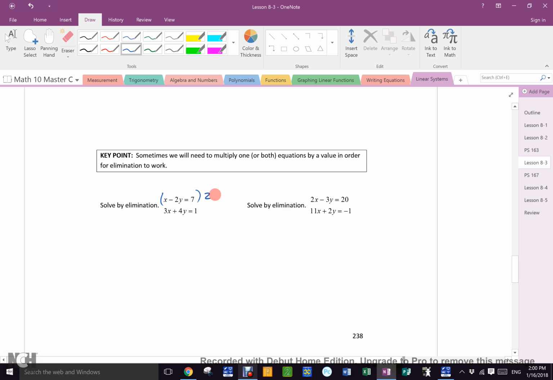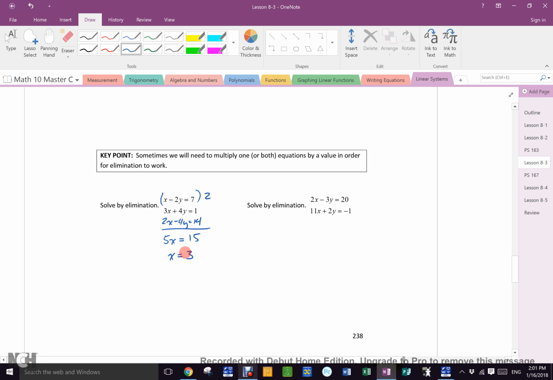2x minus 4y equals 14. Are they the same number? Yes. Are they different signs? Yes. So is it add or subtract? Add. What's 3 plus 2? 5x. What's 1 plus 14? What does x equal? 3.